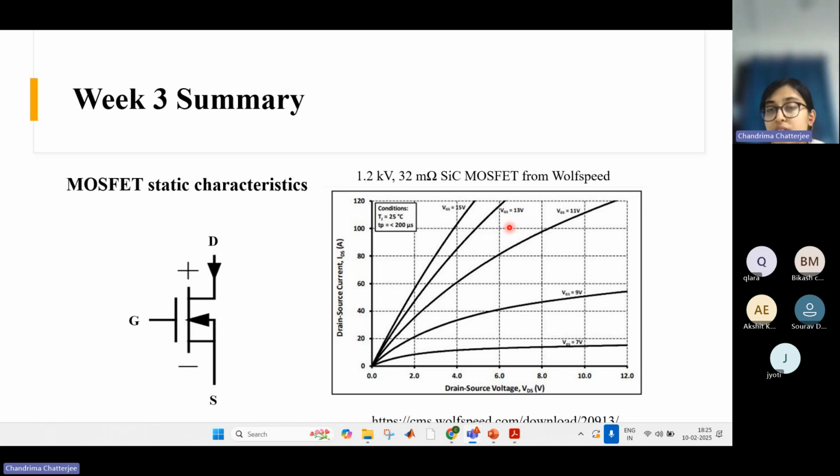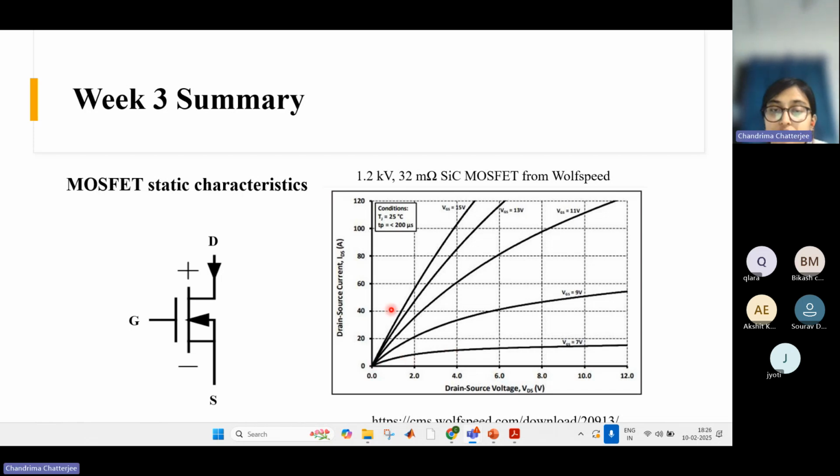Here the control parameter is the gate to source voltage. So for different gate to source voltages we have the characteristics for 7 volt, 9 volt, 11 volt, 13 volt and 15 volt. Right. So this is the static characteristics.